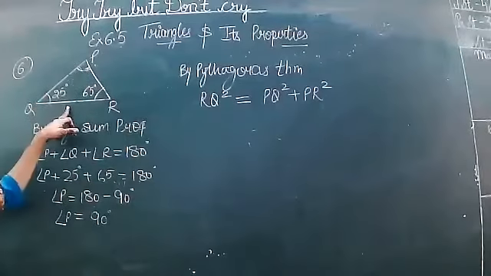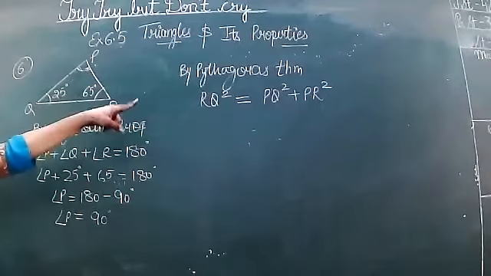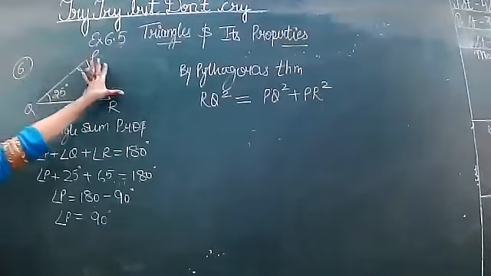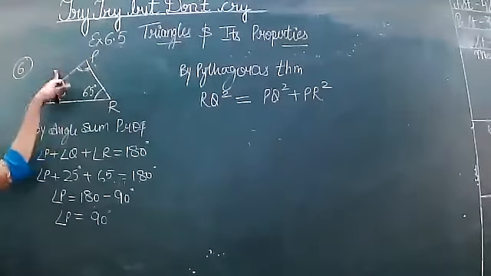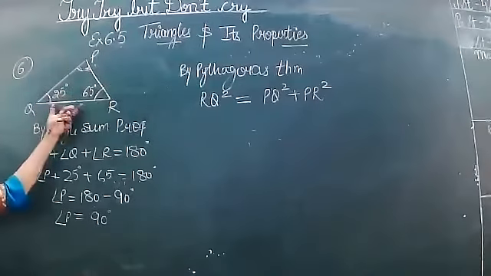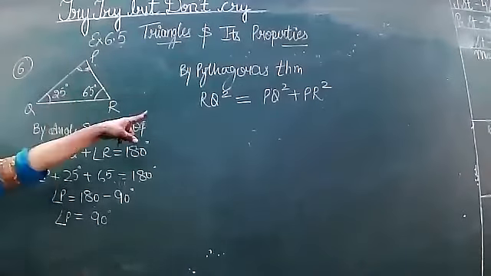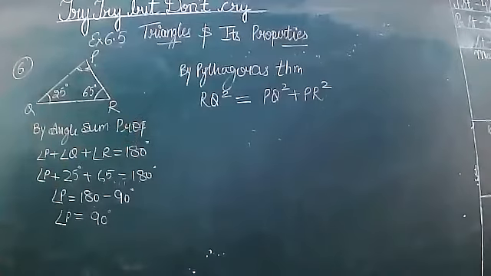इसकी opposite side कौन सी है? QR. QR square is equal to PQ square plus PR square. इसको पहले लिख दो, इसको बाद में, कोई बात नहीं. लेकिन ये फिक्स है. हाइपोटेन्यूज स्क्वायर फिक्स है, बाकी दोनों को जैसे मर्जी लिख दो, स्क्वायर लगा देना.